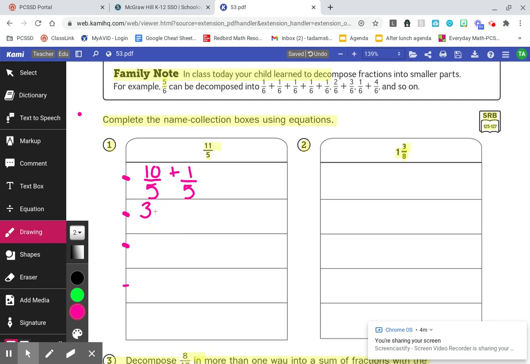3 plus 3 plus 5 equals 11. 3 plus 3 equals 6. 6 plus 5 equals 11. Am I changing my denominator? Nope. I'm just going back to add it over here.